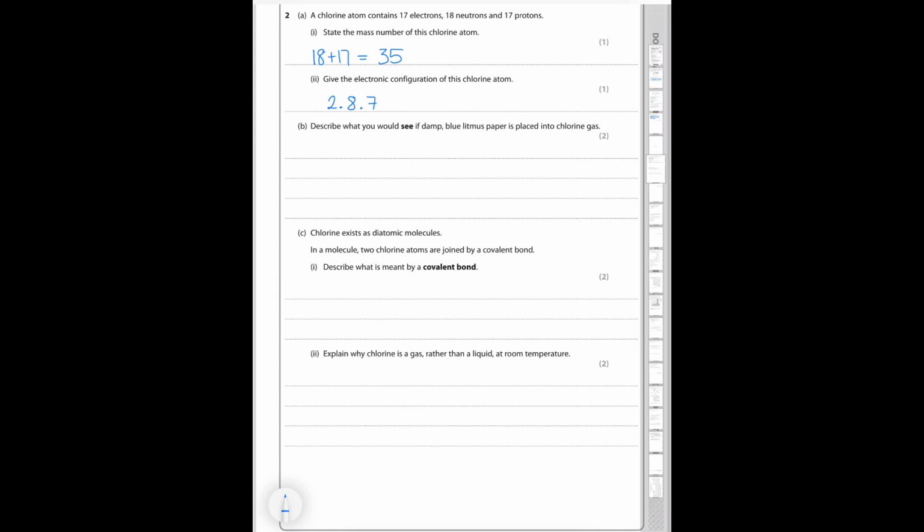For part B, describe what you would see if we put damp blue litmus paper into chlorine gas. So here, the damp blue litmus paper would first turn red and then it would bleach itself white.